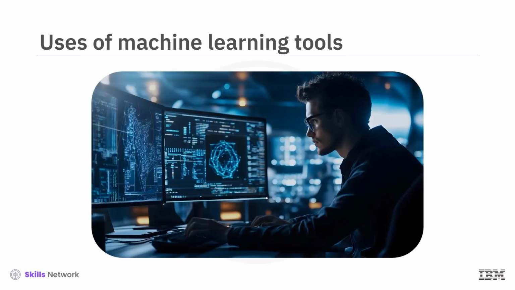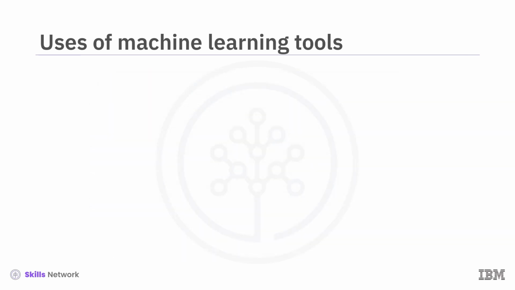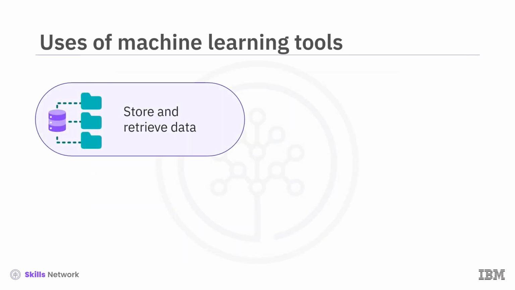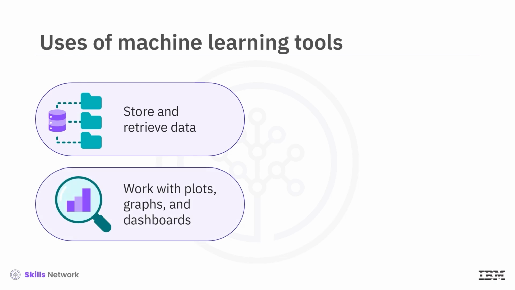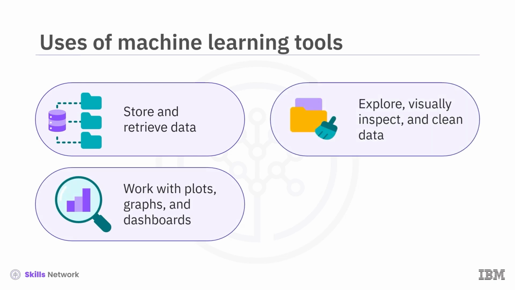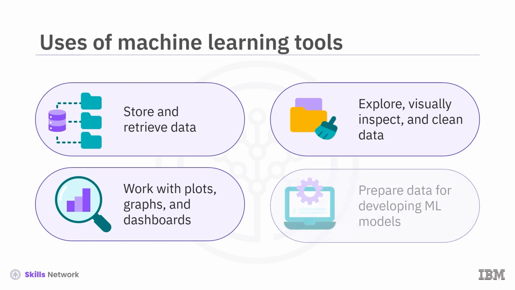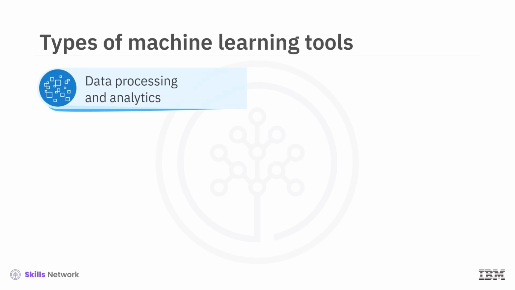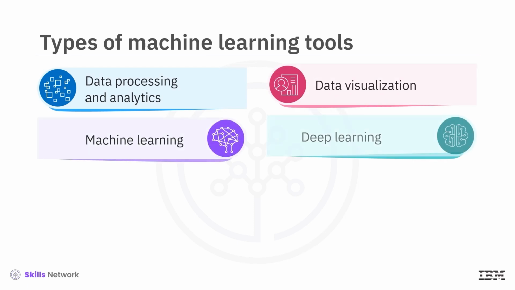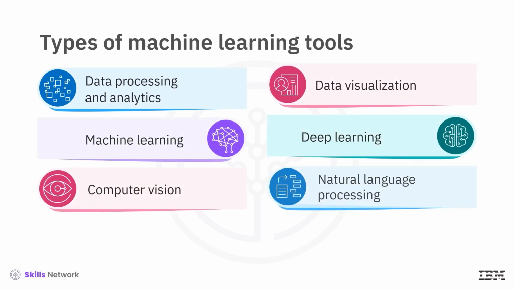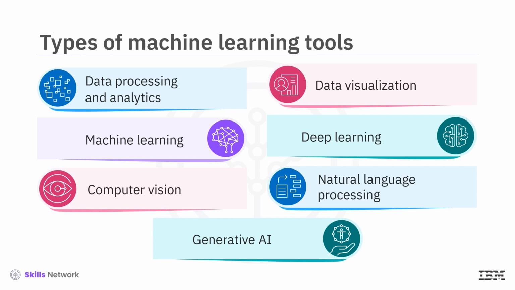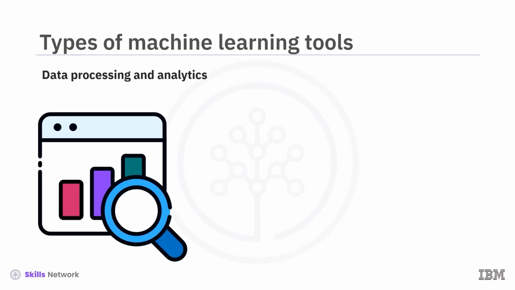Machine learning tools serve several purposes. You can use them to store and retrieve data, work with plots, graphs, and dashboards, explore, visually inspect, and clean data, and prepare data for developing machine learning models. These tools can be divided into specific categories, as shown here. Data processing and analytics tools process, store, and interact with data to serve machine learning models.